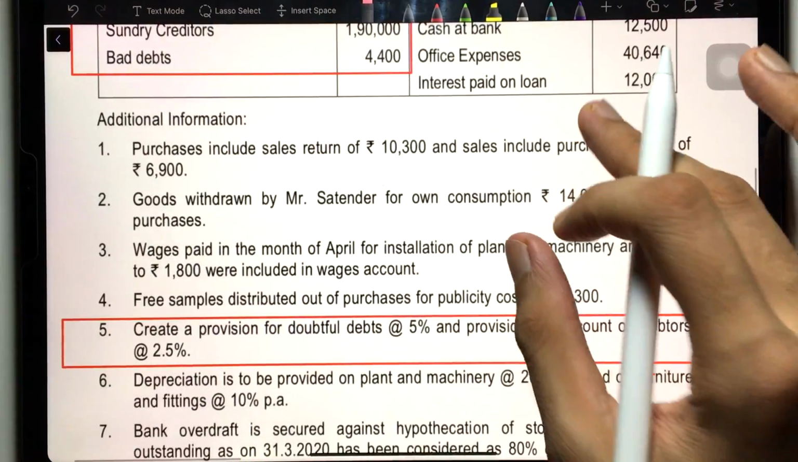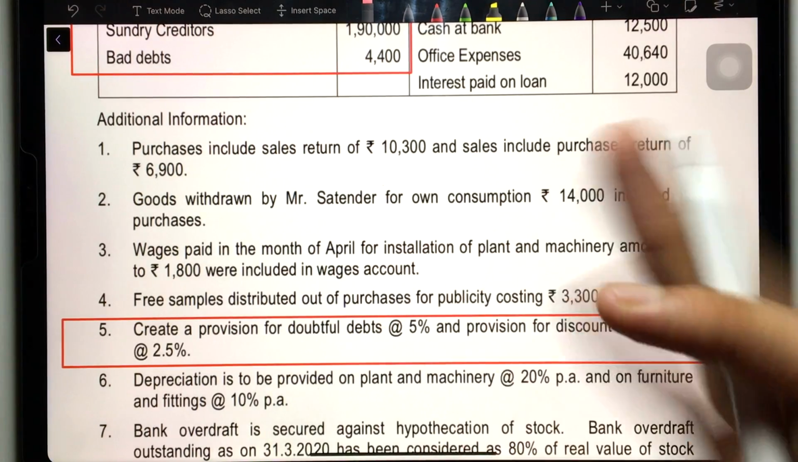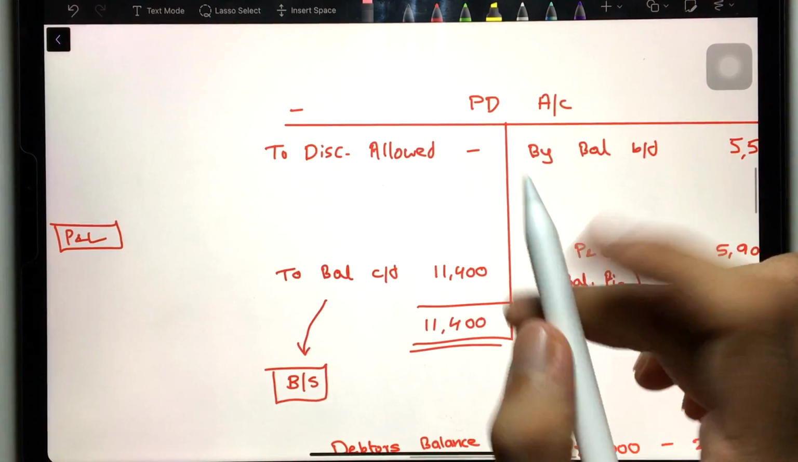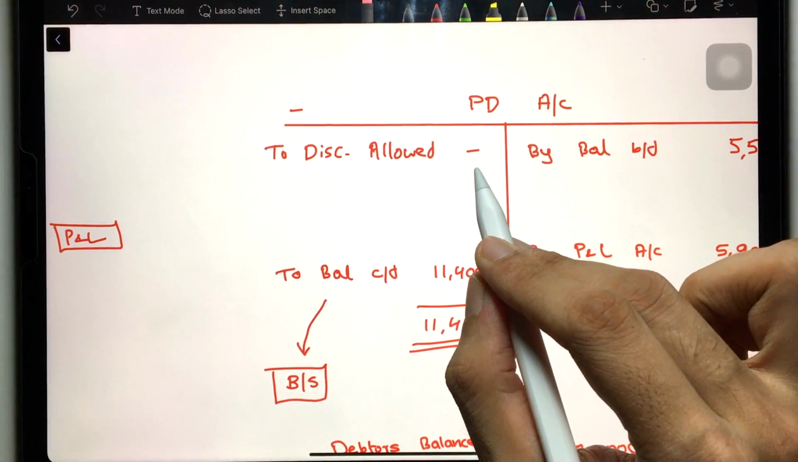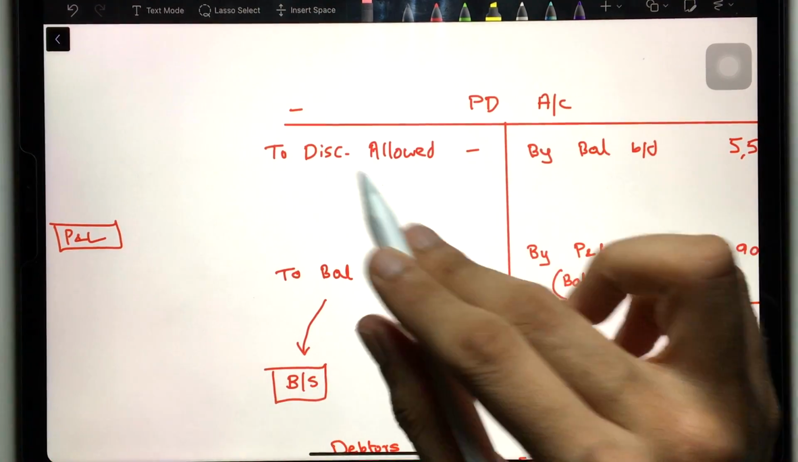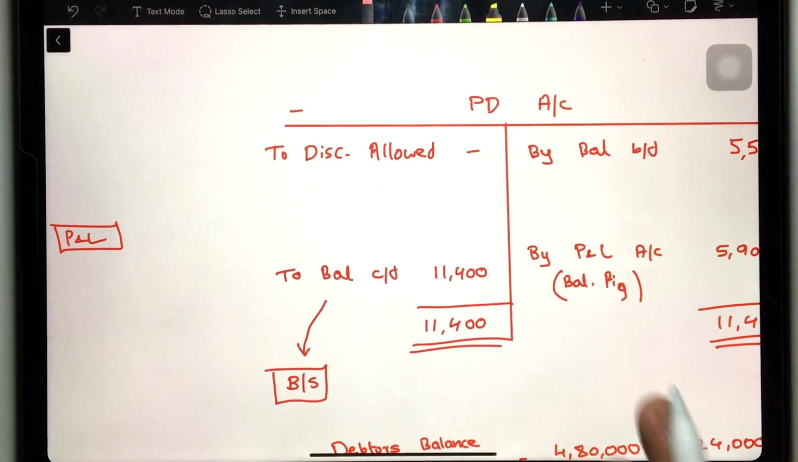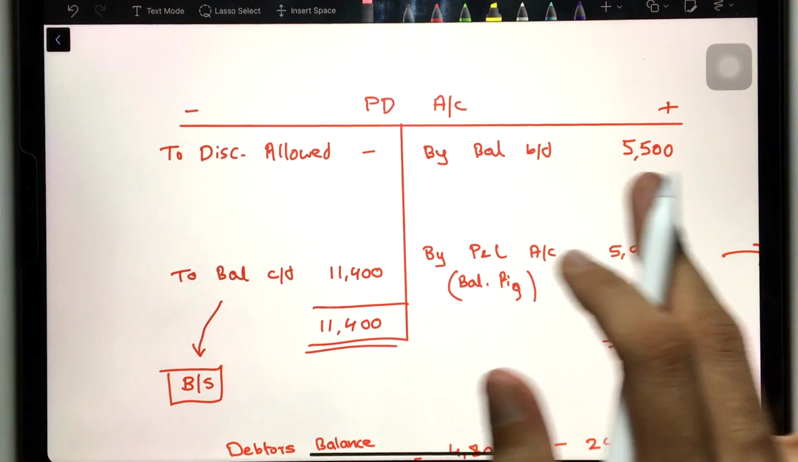No, there aren't any. Is there any discount allowed in the adjustment? No, there is not. So discount allowed will be nil. I'm just writing this just to show you. You don't have to write it actually, discount allowed. Okay, just leave it. So by balance B by D, how did I get this?